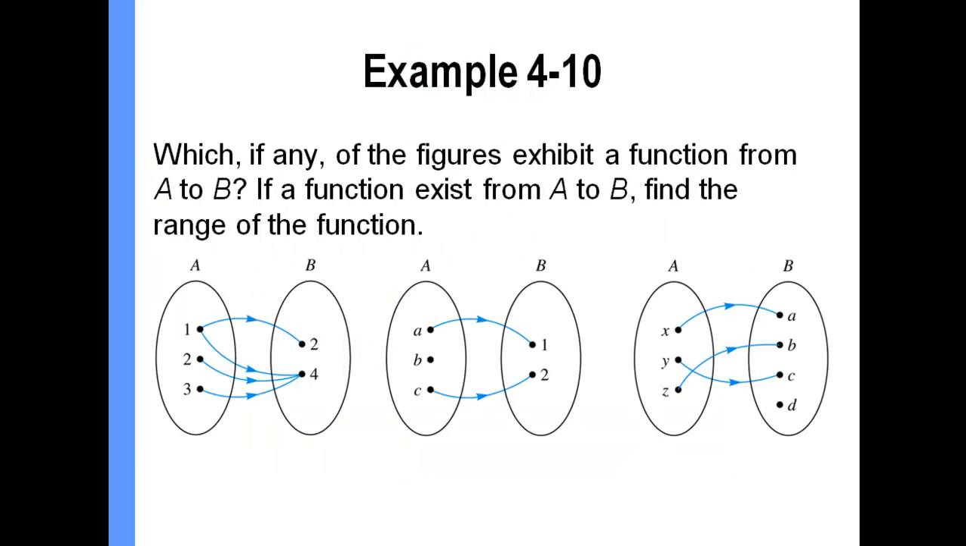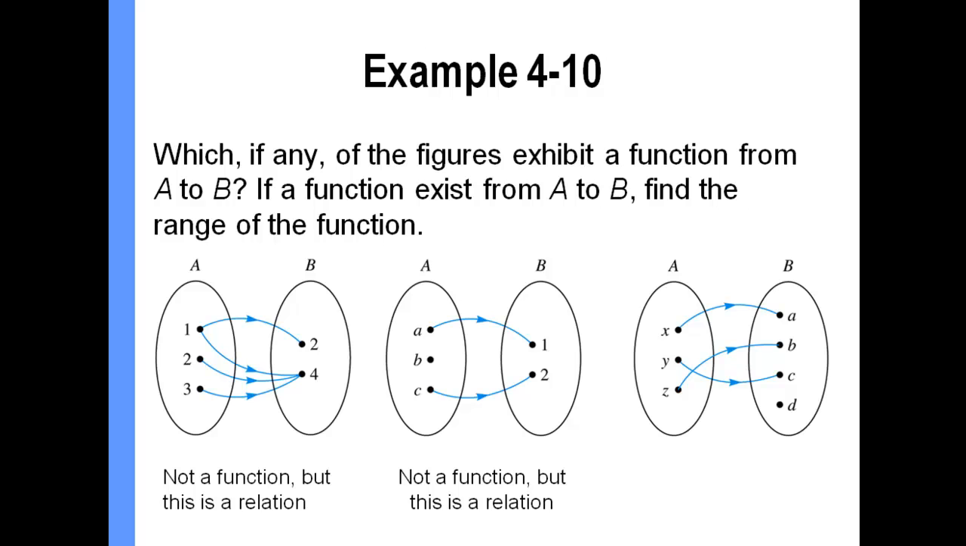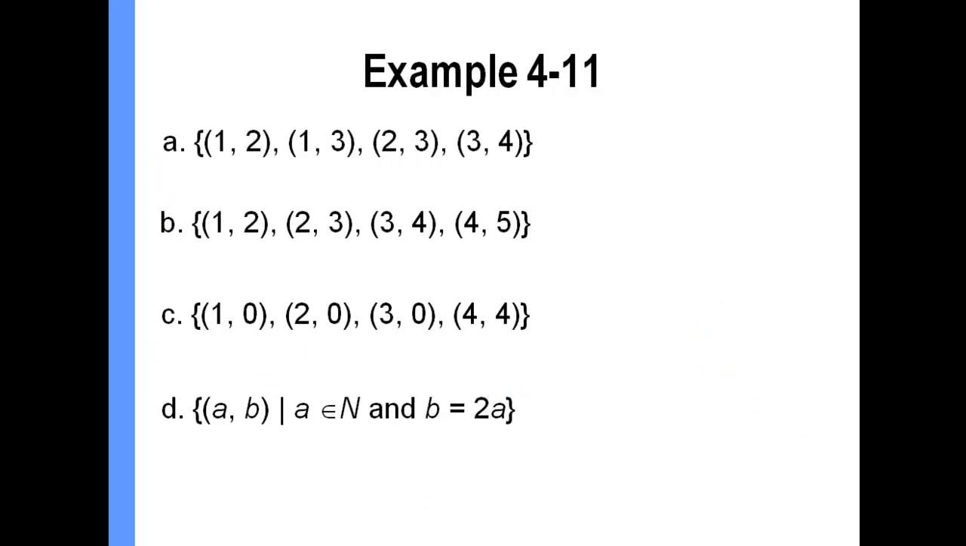Let's go back to our example that we had earlier. The first one, that's not a function, but it is still a relation. The second, not a function, but still a relation. The last one is a function and a relation. And all of the ordered pairs we had, those are relations. All of them are relations, but only the ones that we identified earlier are functions.